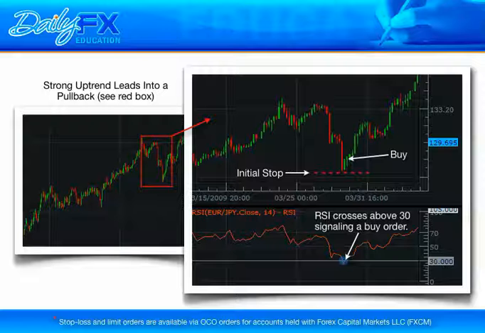A big order may come into the market that temporarily pushes the market down to a new low after we bought, or to a new high after we sold. But the RSI can also give us a second chance to enter into the trade if we wish. Let's look at an example.